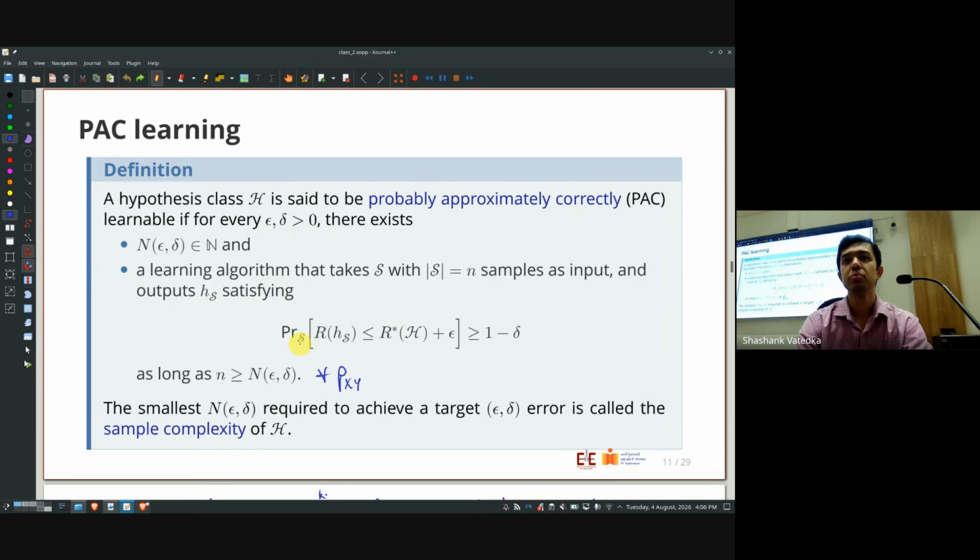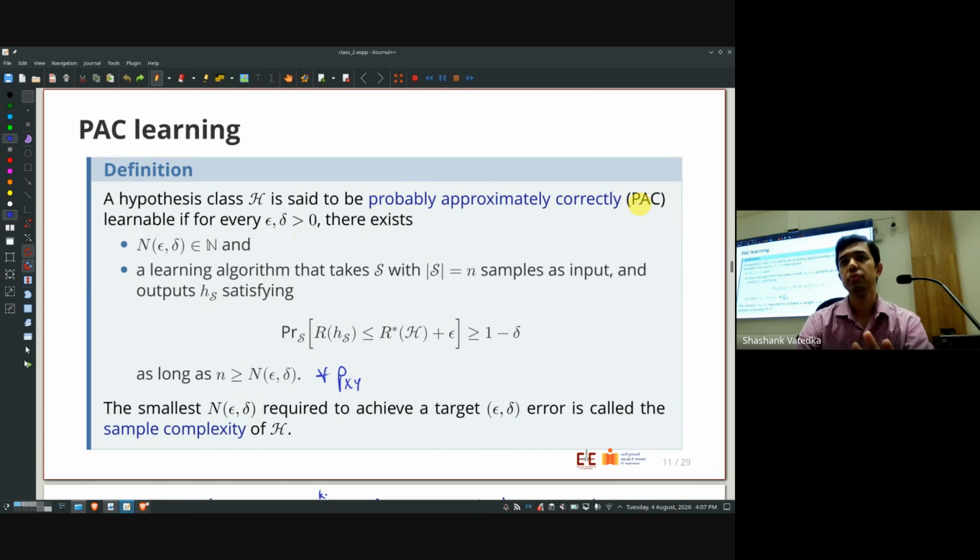In particular, there is some n of epsilon comma delta such that if I have at least that many samples, irrespective of what the underlying distribution is, right? So this n of epsilon comma delta does not depend on the underlying ground truth distribution. That's something to be kept in mind, right? So for every distribution, there is some n of epsilon comma delta, which depends on epsilon and delta alone, and implicitly depends on the hypothesis class and the loss function, but that's it. So if I can achieve this epsilon-delta error as long as the number of samples is at least n of epsilon comma delta for some finite n of epsilon comma delta, then we say that this hypothesis class is PAC learnable, right?